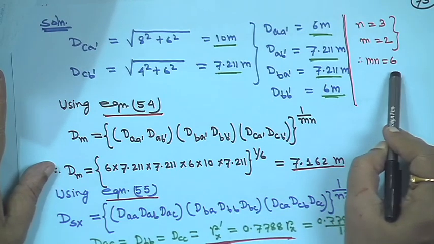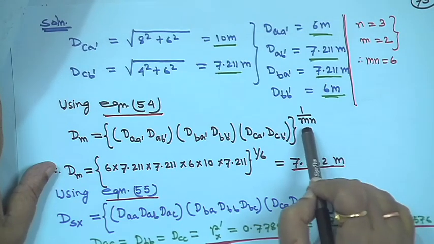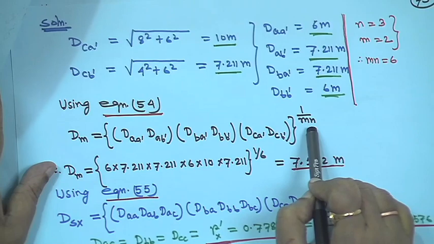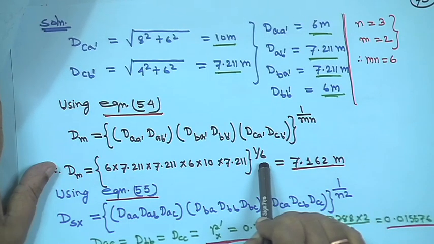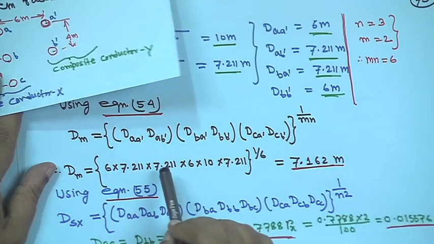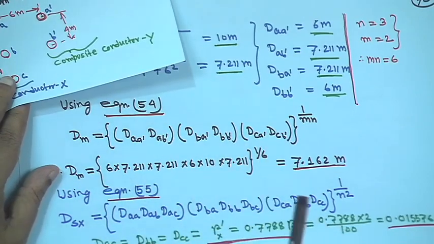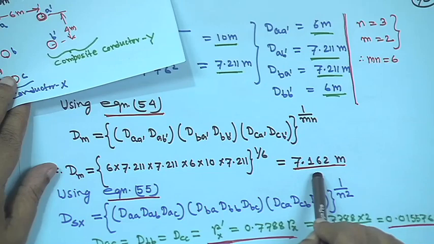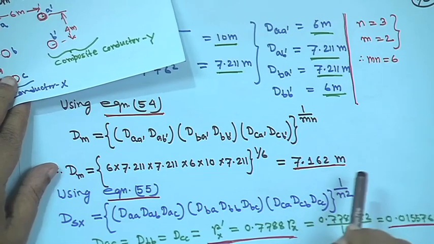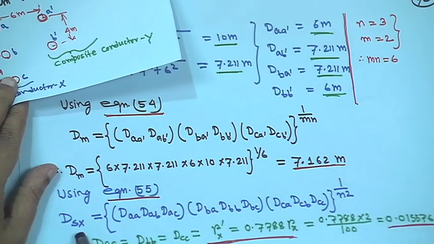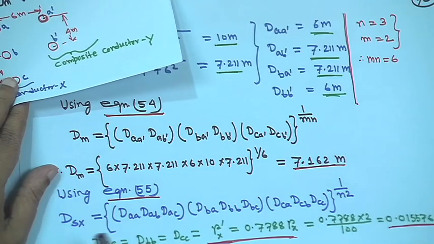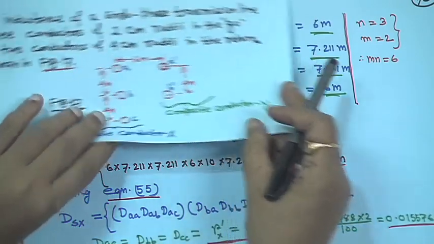Here it is written mn, but I have not directly written 6; I have just written mn, and after that I am putting mn is equal to 6. Now, having seen this example, how to compute dm will be clear to you. Now put all these values and you will get 7.162 meter. Similarly, using equation 55, you have to compute Ds x, the group self GMD of group x.